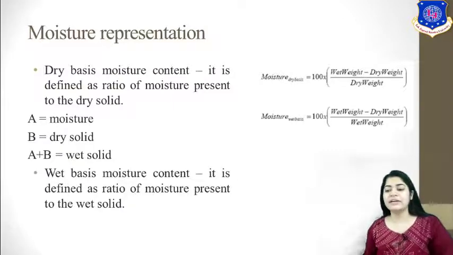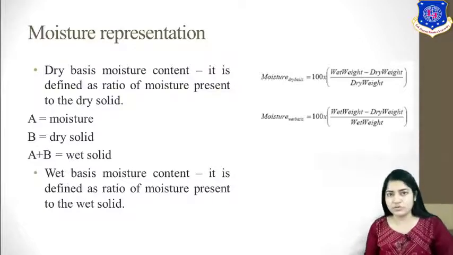Here you can see that wet weight minus dry weight gives you moisture content upon dry weight, right? So that is your dry basis representation of moisture content. Suppose here A is your moisture, B is your dry solid. So A by B is your dry basis analysis.